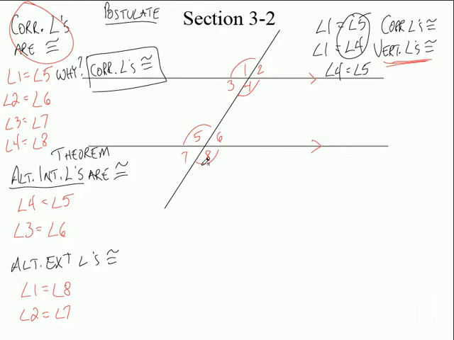Alright, let's continue with this. Look, I've got 1 and 8 are alternate exterior, 2 and 7 are alternate exterior, 3 and 6 are alternate interior, 4 and 5 are alternate interior. All these angles we've talked about so far are all equal to each other, aren't they? All these pairs of angles. I want you to see something else though. Watch this. Let's do a little proof before we even say it.